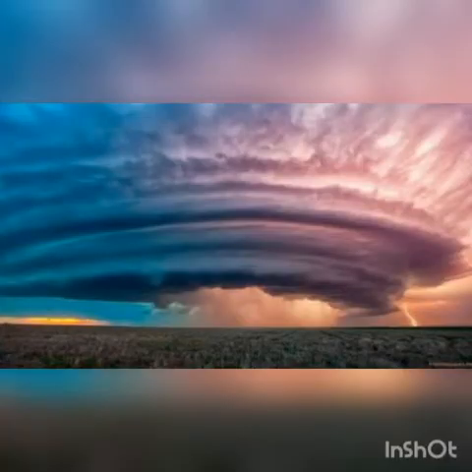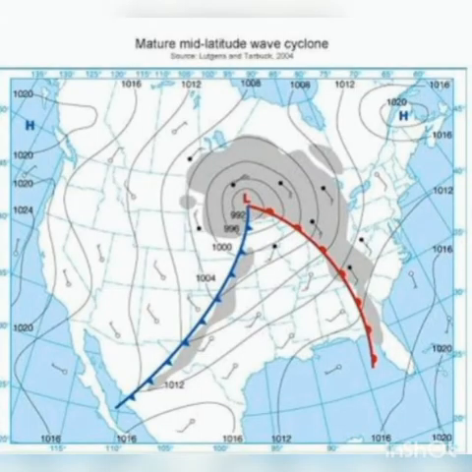Now children, next we have a very interesting topic, and that is the cyclones. So let us understand what is a cyclone. Cyclonic conditions are created when a low pressure area is surrounded by a high pressure area. So children, you can see in the diagram, in these conditions, the winds start blowing towards the low pressure area from the surrounding high pressure area.